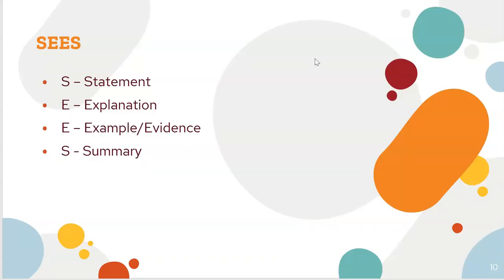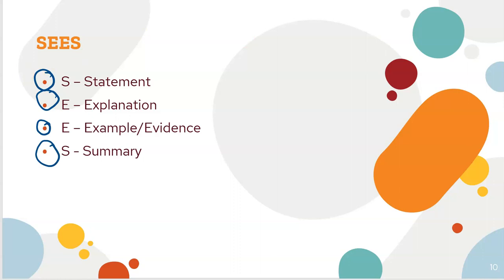All right, well, we have done a few C's paragraphs in class. I just want to take a few minutes to remind you what the C's acronym stands for. The first S is a statement. The first E is an explanation. The second E stands for example or evidence. And the final S stands for summary.